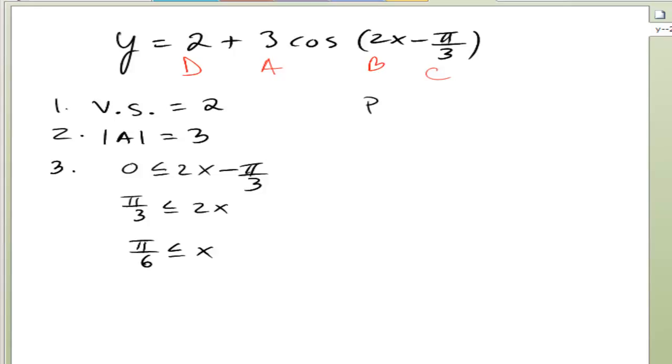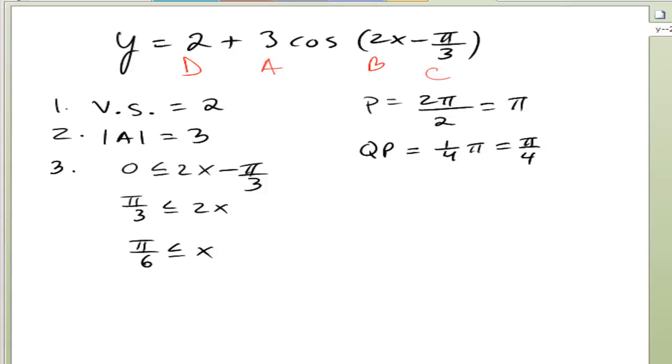Right, now I need to know what the period is. The period is going to be 2 pi divided by the number b. In this case, the number b is 2, so we get pi. And then my quarter period is the distance between each of my 5 points on the x-axis that I'm going to use to sketch the graph of cosine. So I just take a fourth of pi, and of course that's going to be pi over 4.